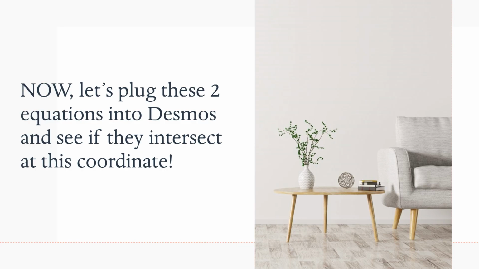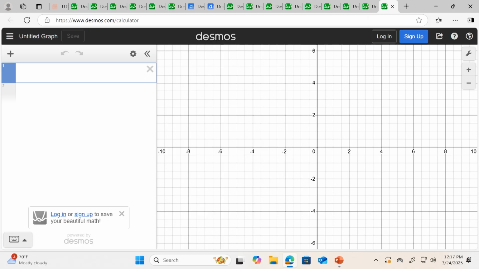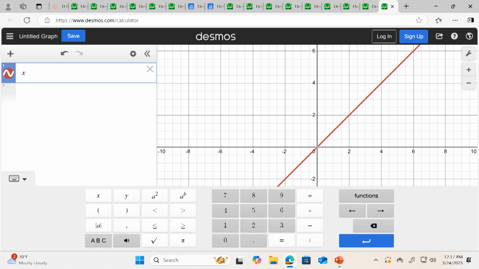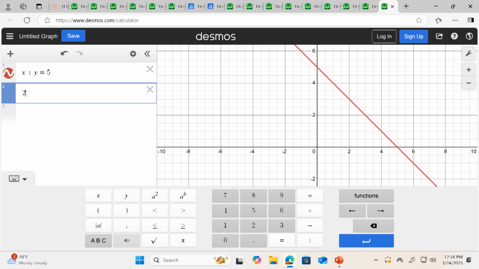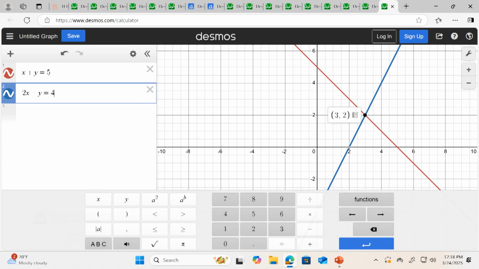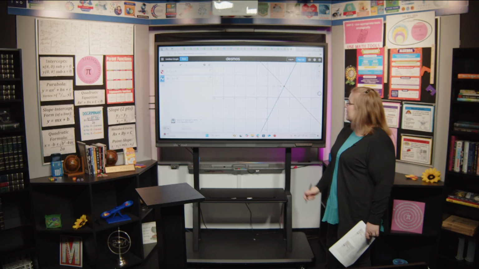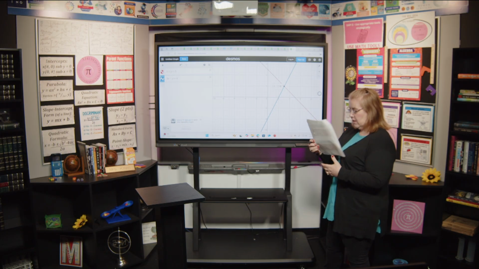All right. Now let's plug these two equations into Desmos, like I said, and see if they intersect at these coordinates. So we're going to pull up Desmos, and let's put these in. My first one was x plus y equals 5. My second one, 2x minus y equals 4. If we did our math right, they should intersect at 3, 2. And they do. They intersect at exactly 3, 2.